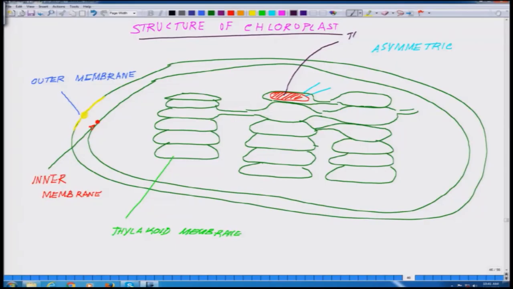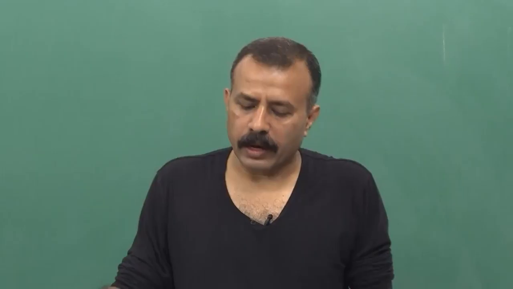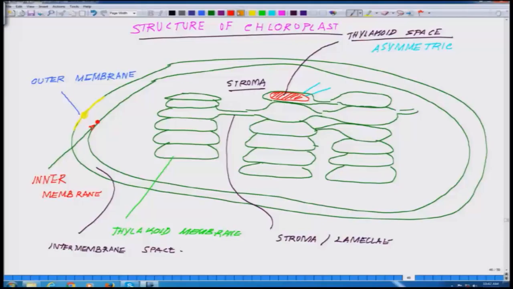Now coming back to the slides, there are a few other things we have to mark here. We talked about the thylakoid membrane, and this space in between is called the thylakoid space. Then these kinds of connectors are called stroma lamellae. Then there is a space in between these two, which is called the intermembrane space. And this empty space you see is called the stroma. So overall, this is the whole architecture of the chloroplast, where these reactions take place.